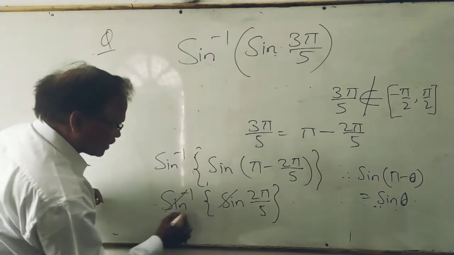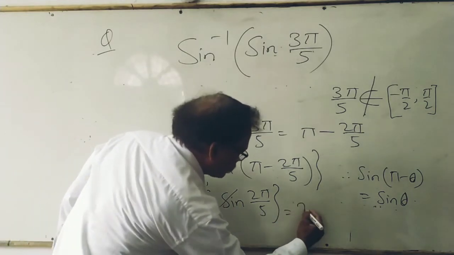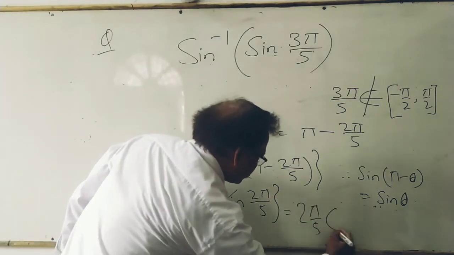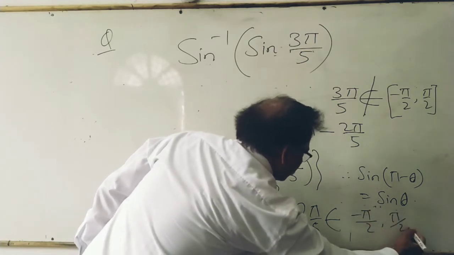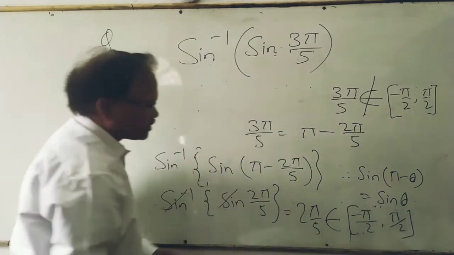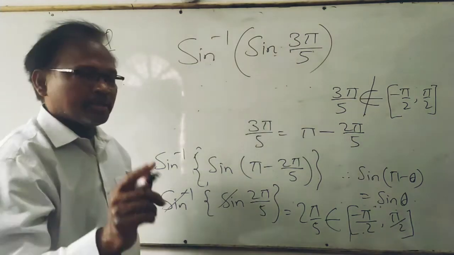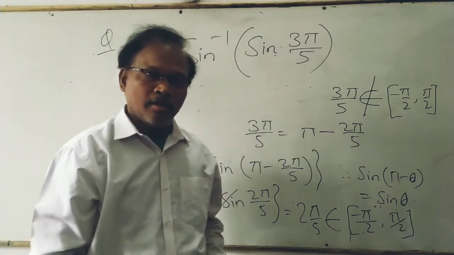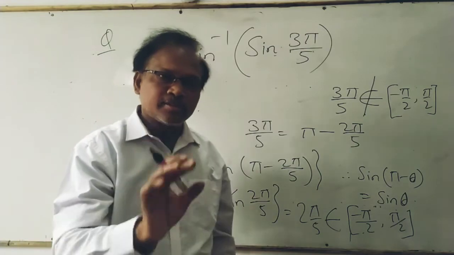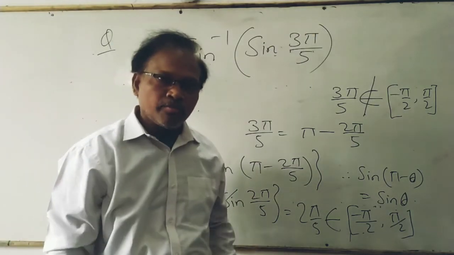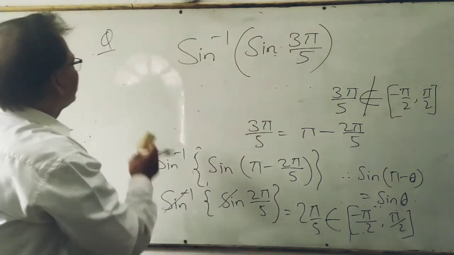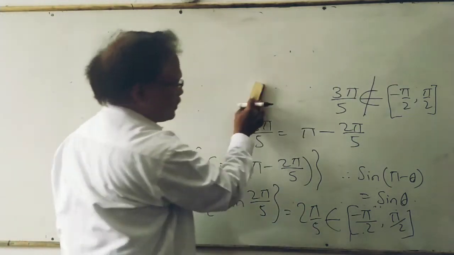So now you can cancel, and this is equal to 2 pi by 5, which belongs to minus pi by 2 to pi by 2. So by this way, this is the complete solution. Then you can say the 2 pi by 5 is the value of this expression. So by this you can get one more example.